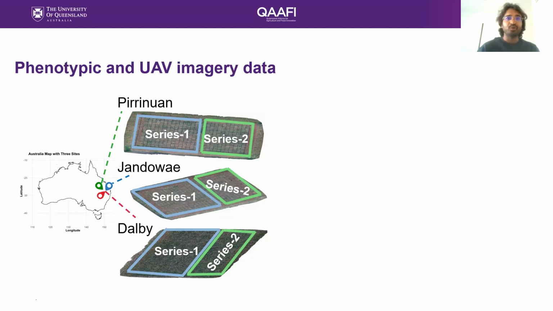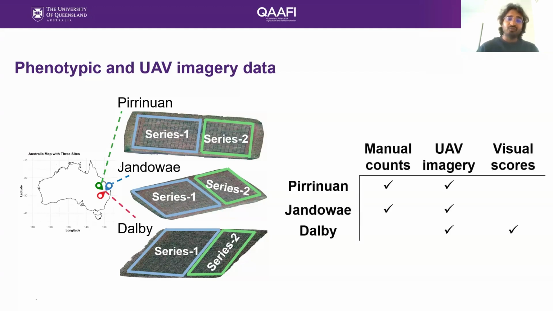To do this, we collected phenotypic and UAV imagery data from 3 different sites. Each site contained 2 trial series. For this study, we had 3 types of data available. For the purpose of my PhD research, we used manual counts, where we counted the total number of plants and number of lodged plants in each plot and converted the result into a scale from 0 to 100. Manual counting is very labor intensive and is not used in practice. However, it is potentially more accurate.